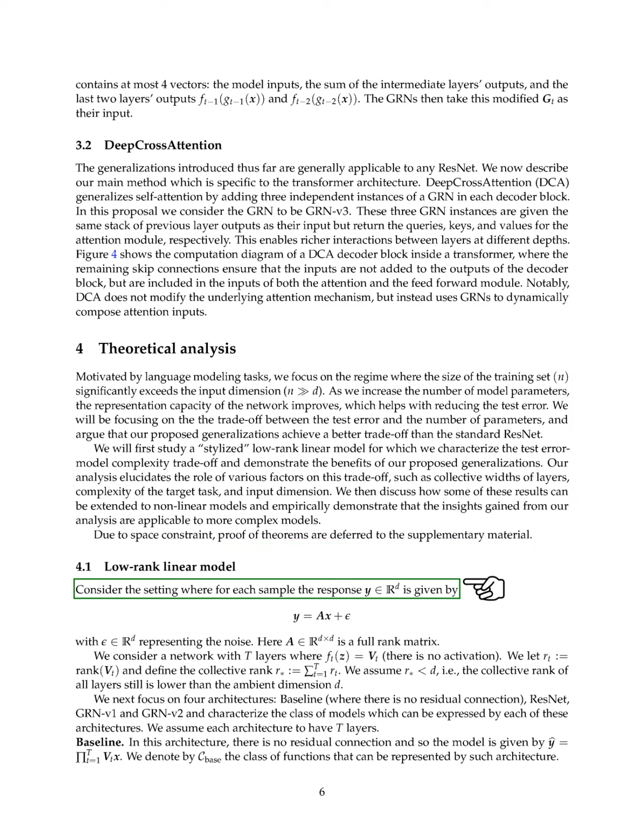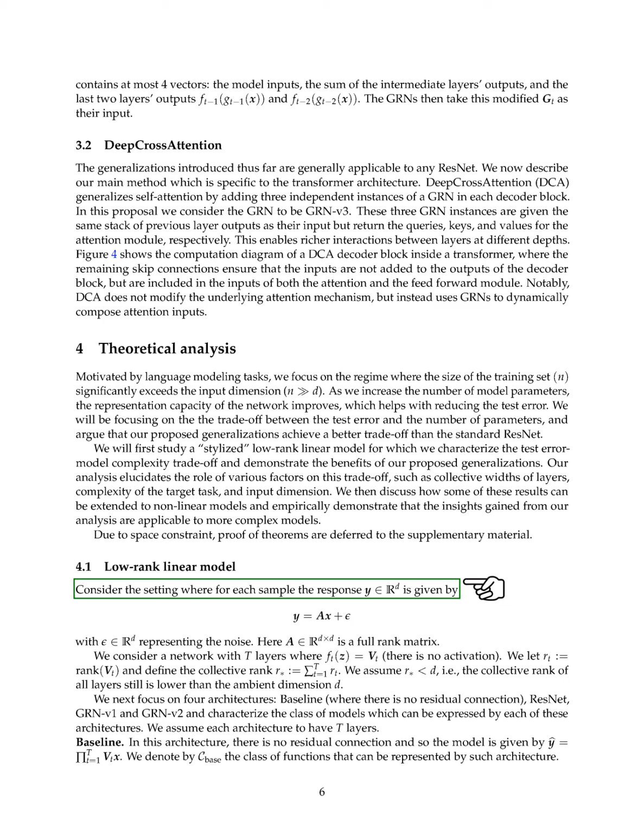In our low-rank linear model, we consider a scenario where each sample's response is determined by a matrix multiplied by the input plus some noise. We analyze a network with multiple layers, defining the rank of each layer and the total rank across all layers. We will compare 4 architectures: Baseline, ResNet, GRNV1, and GRNV2, each with T layers, and describe the types of functions each can represent.